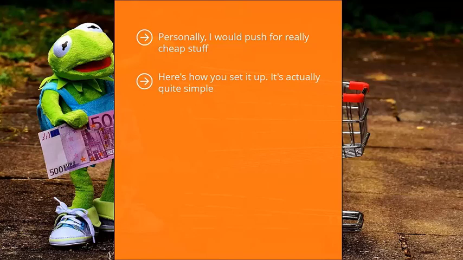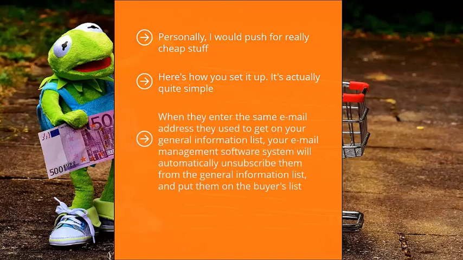It's actually quite simple. When you send out your updates to your general information list, these updates will contain a link to your sales pitch. When people click that link, they see a purchase button. When they purchase, they are actually taken first to an email sign-up page. When they enter the same email address they used to get on your general information list, your email management software system will automatically unsubscribe them from the general information list and put them on the buyer's list.